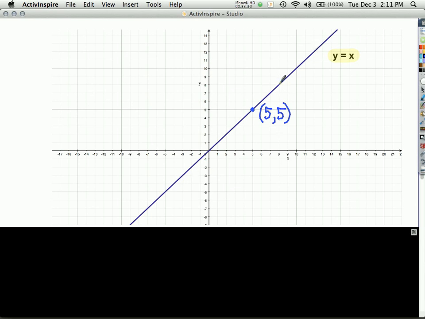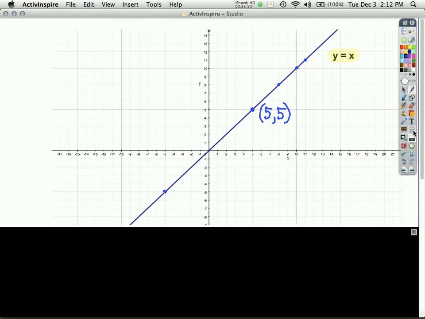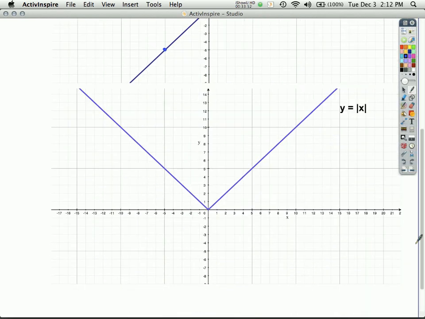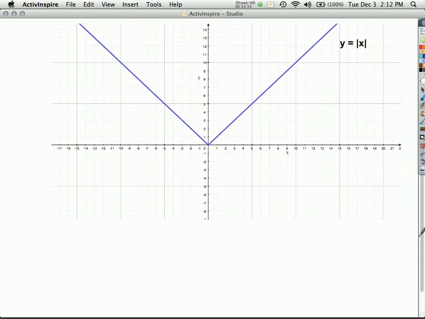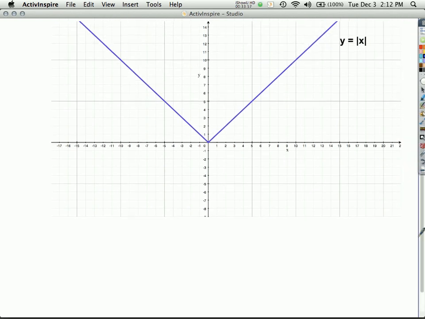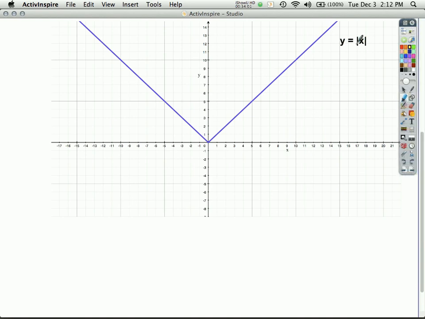I could pick any of these points. I could pick this one, that one, this down here. These are all solutions to this. But every y value has one x value. It has one partner. But I want you to look at what happens with an absolute value graph. That's the graph of y equals the absolute value of x.